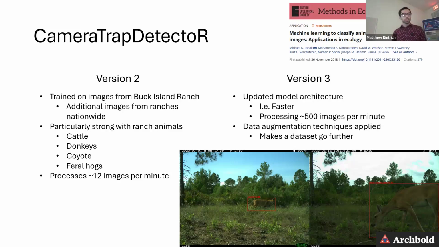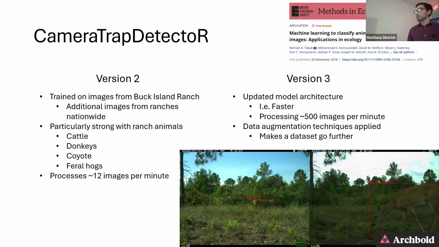And so what went into version 2 was a lot of training images from Buck Island Ranch. Additional images came from other ranches nationwide. And so the model became particularly strong with ranch animals. It wasn't so great on things that were caught in scrub background, so images from cameras that were set out in the scrub. And it processed about 12 images per minute, 5 or 6 seconds an image, which is nice because you can leave it running overnight or as long as you need to.